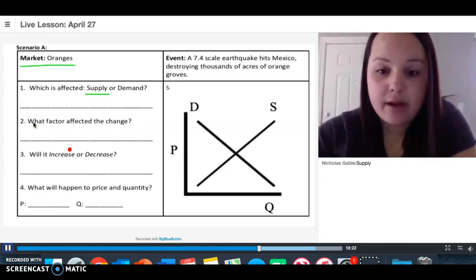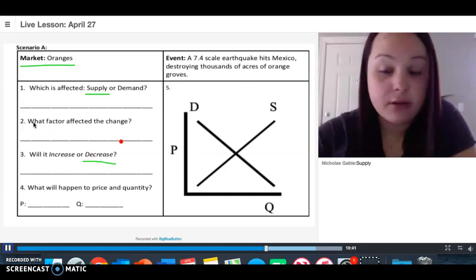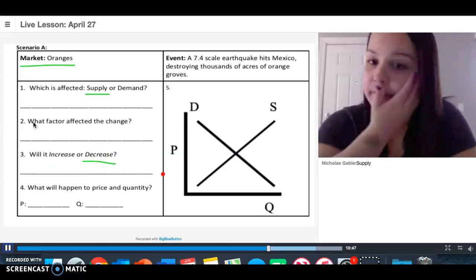That's fine. I would prefer if you actually write out number of sellers, just to keep in mind that we are still differentiating between supply and demand. So number 2 should be number of sellers. Okay, and then obviously if you're destroying orange groves, the supply of oranges is going to decrease. So for number 3, you can either circle decrease or write decrease in, that's fine.